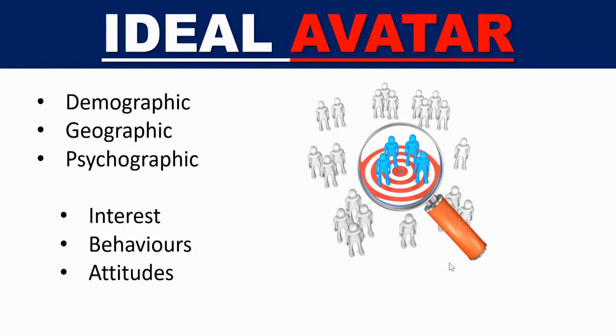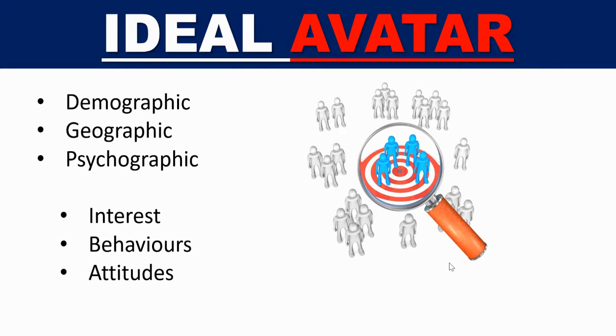And because online you can get very specific and the targeting is so effective online, having an ideal avatar is even more important. So knowing is it male or female, it could be both, but have an avatar for each, for a male and a female. Where are they found? Are you a local business? Are you international? Where are they found? Psychographic information: interests, behaviors, and attitudes, which is actually the more important part of it. So what do they believe? What are their likes and dislikes?